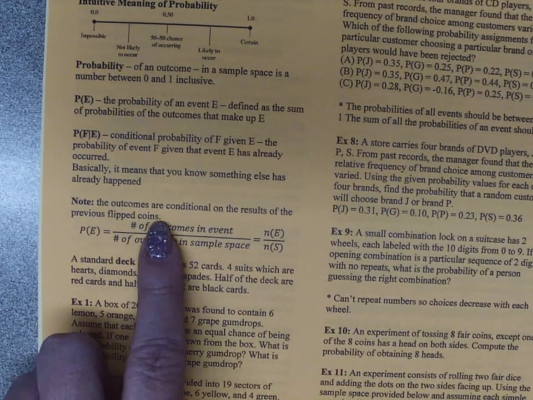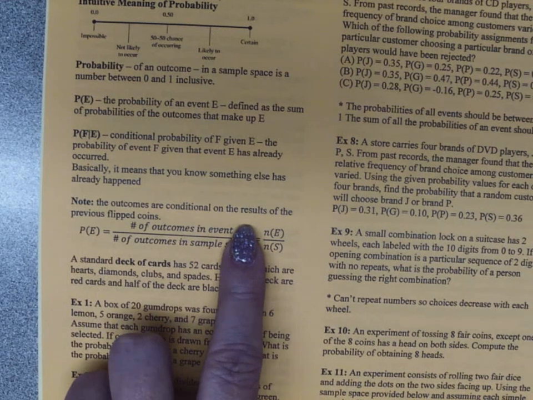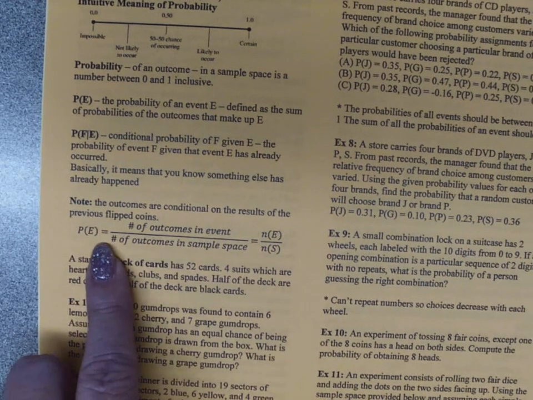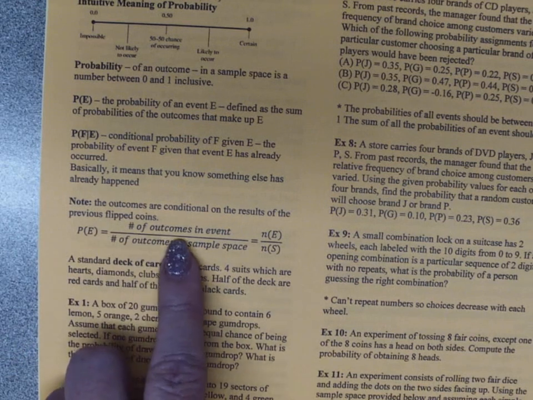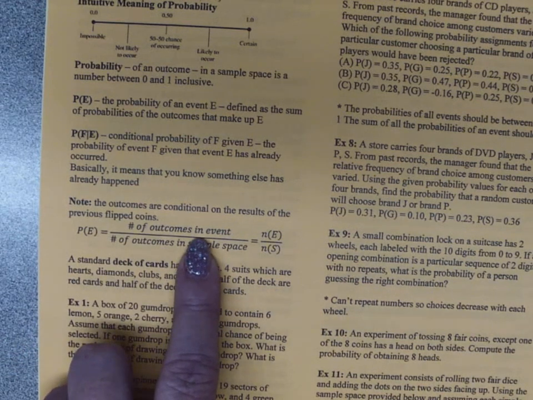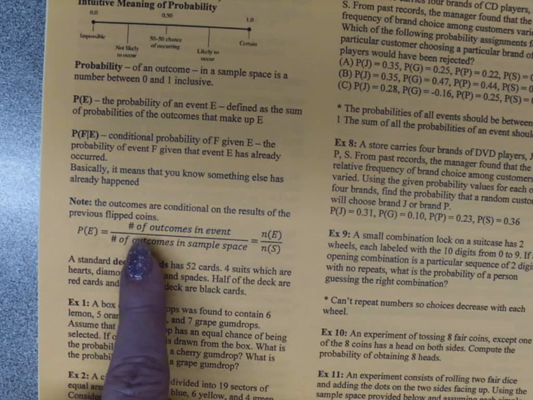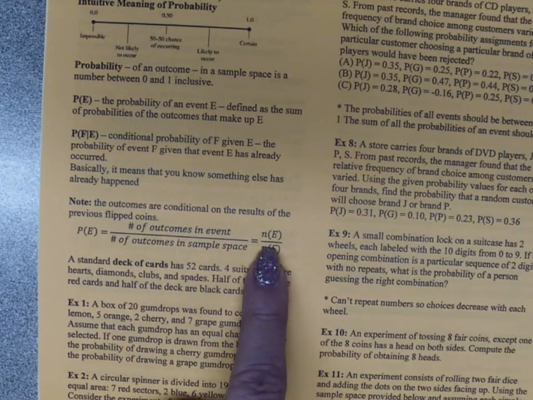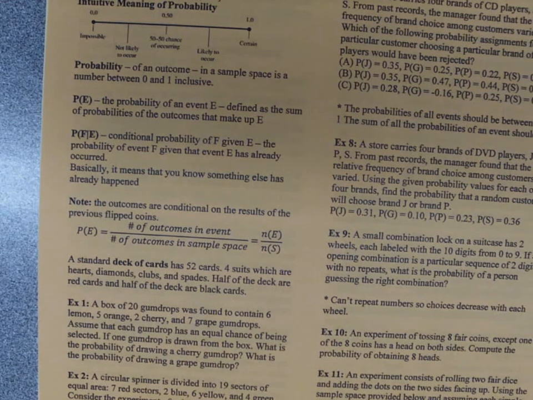Note that the outcomes are conditional on the results of the previous flipped coins. So the probability of E is going to be equal to the number of outcomes in the event divided by the number of outcomes in the sample space. So it's N of E divided by N of S.